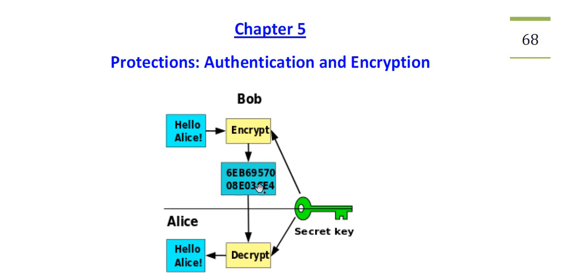And when it arrives to Alice, the second party, Alice can easily decrypt that message into the original message. This is the general idea of cryptography.